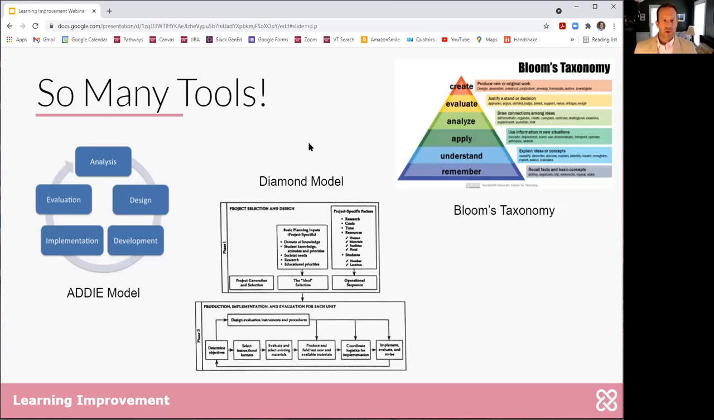Now something I want to mention, there's a lot of tools out there. If you talk to instructional designers, if you talk to your Center for Excellence folks, they're incredible resources and they're going to tag team and help you with this.